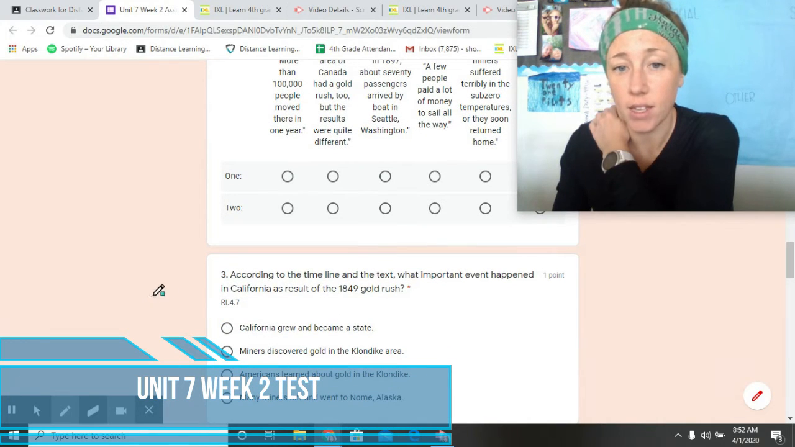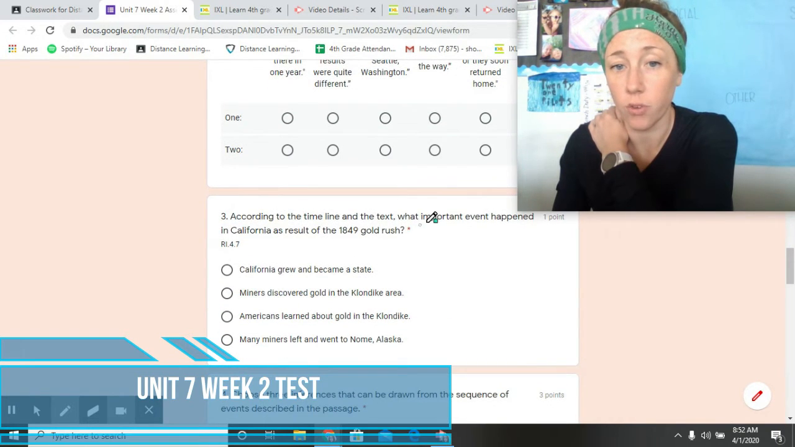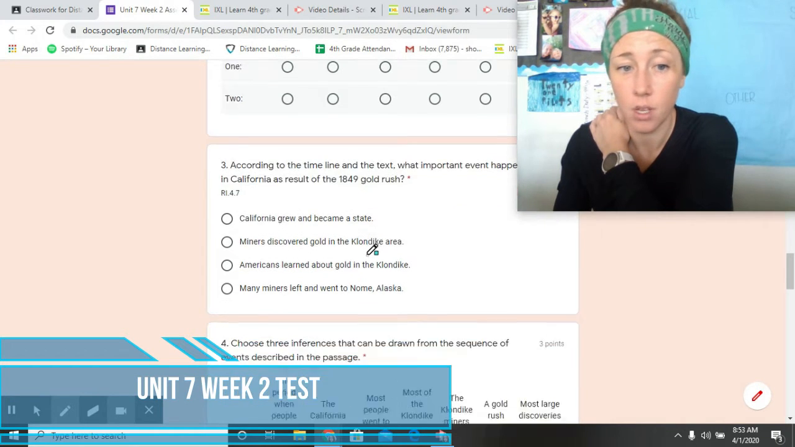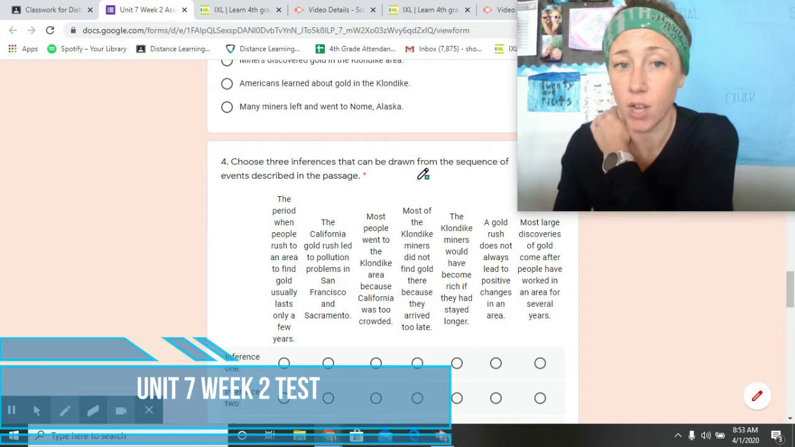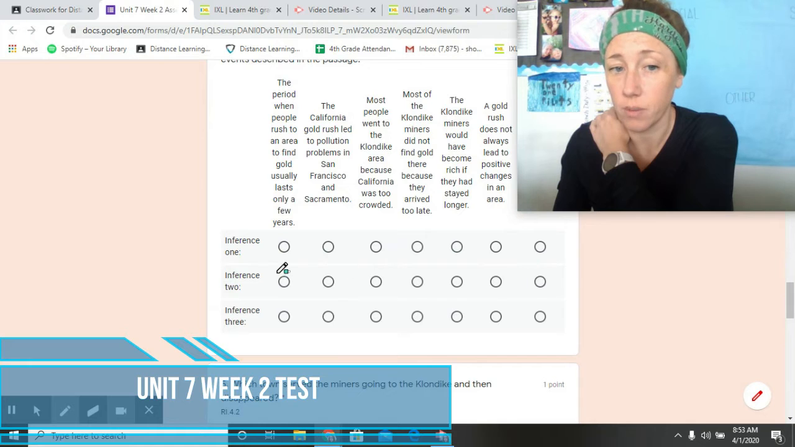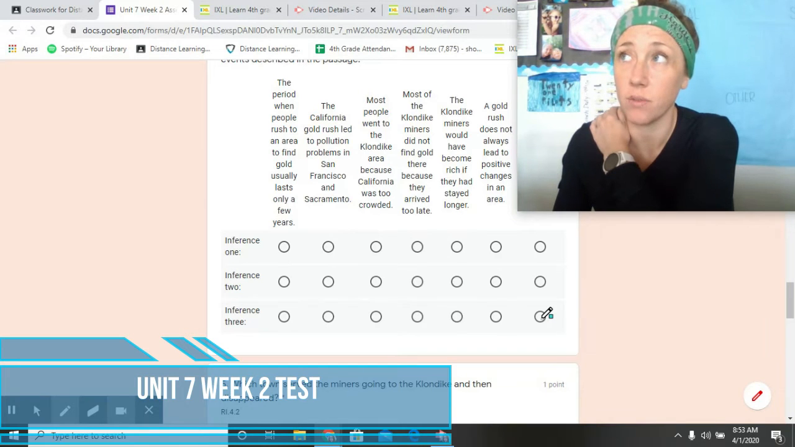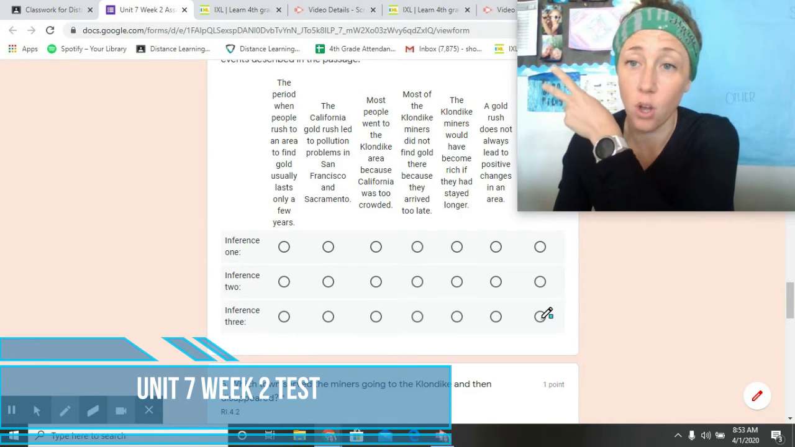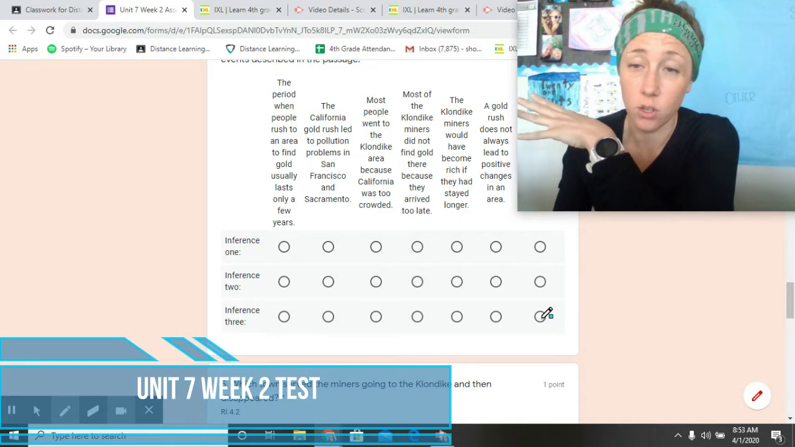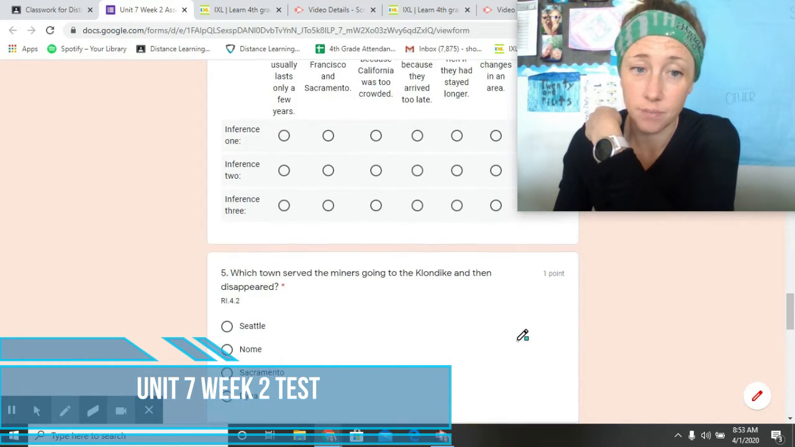According to the timeline in the text, what important event happened in California as a result of the 1849 gold rush? So I'm going to look for an important event that happened after the gold rush, because as a result. Choose 3 inferences that can be drawn from the sequence of events described in the passage. So I'm just going to pick one for each of them. Inference 1, inference 2, inference 3. Remember, inferences are, when it's a nonfiction inference, it's something you read, something you already know. It doesn't come right out and say it. You're kind of drawing a conclusion about it from what the text said.